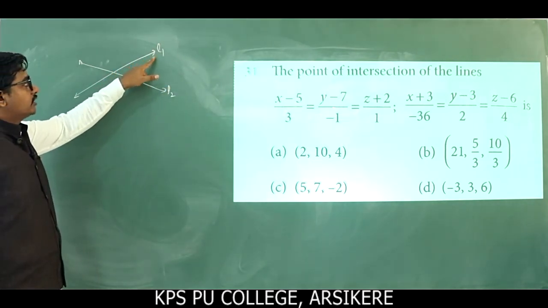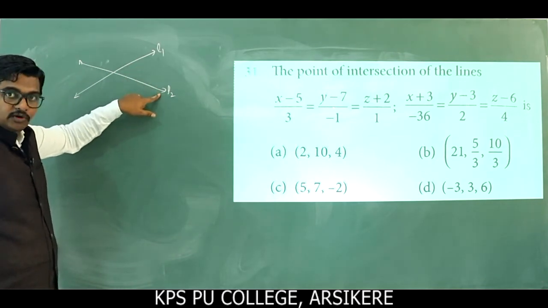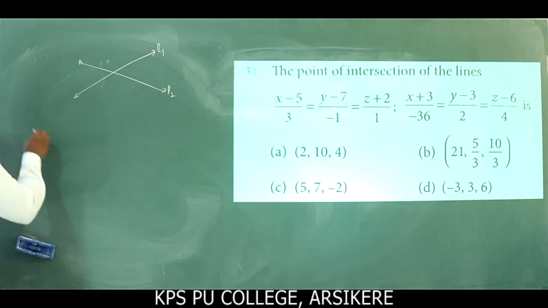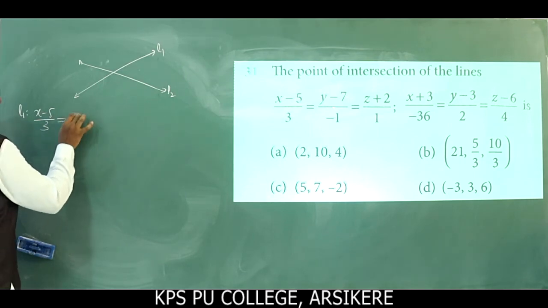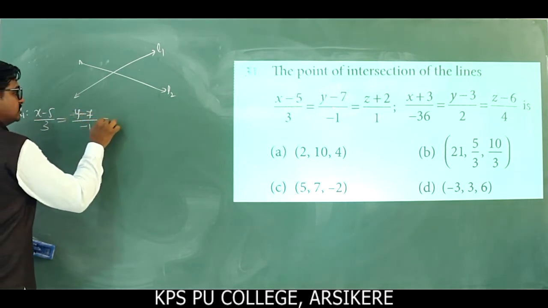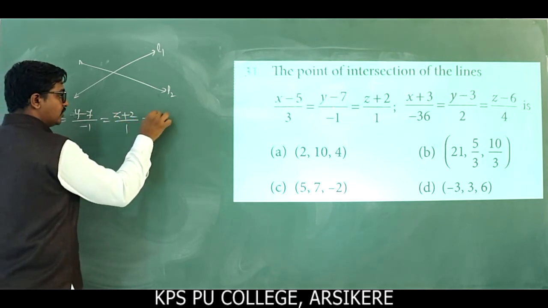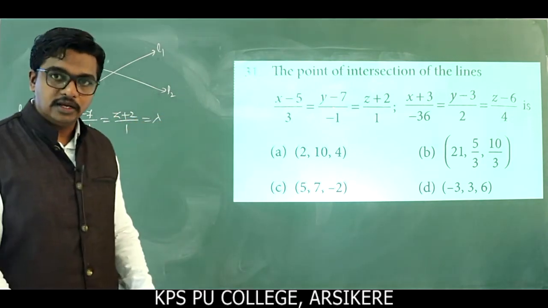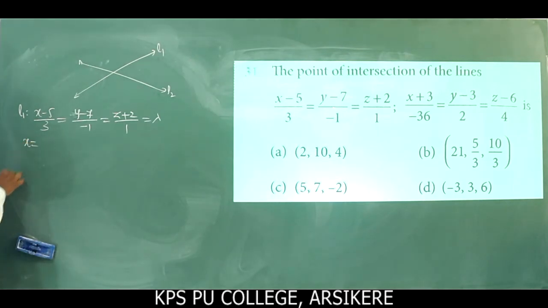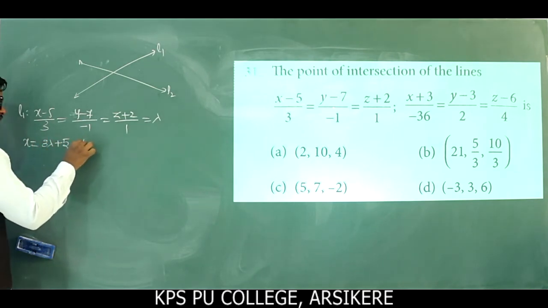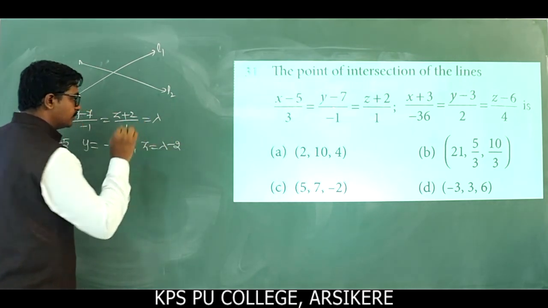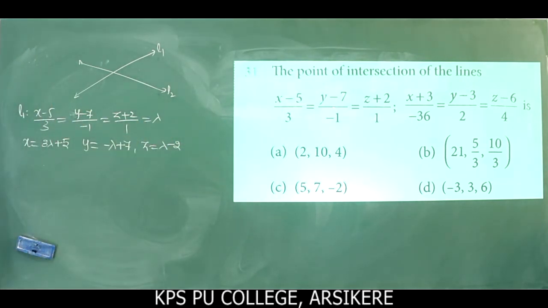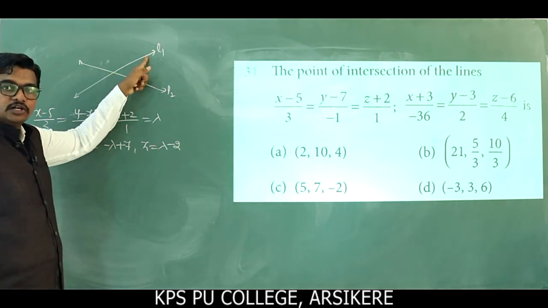So the general point on the line L1 must satisfy this equation, right? Because they intersect. So L1 is there. What is the given L1 here? Line L1 is (x minus 5)/3 is equal to (y minus 7)/(minus 1) is equal to (z plus 2)/1 is equal to some lambda, right? For the general point on the line, that becomes x is equal to what? Take the lambda here. (X minus 5)/3 is equal to lambda. That becomes 3 lambda plus 5. Y is equal to minus lambda plus 7 and z is equal to lambda minus 2. This is a general point. So this is a point on the line L1.